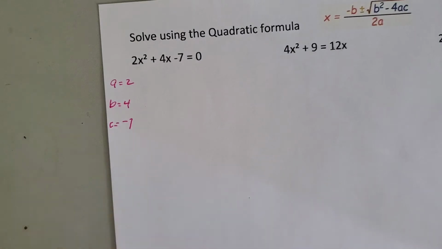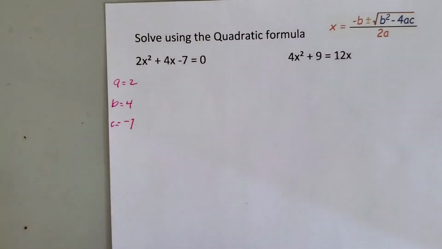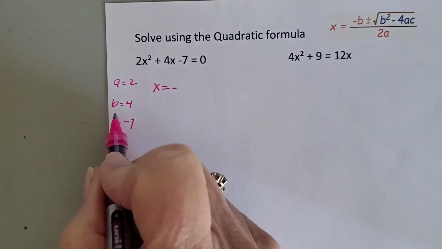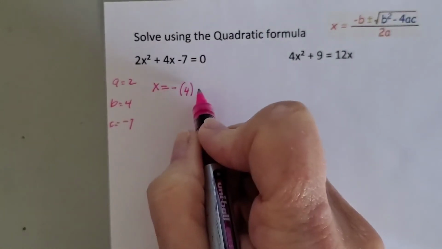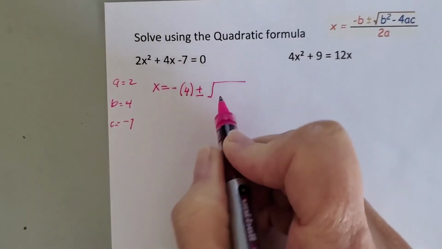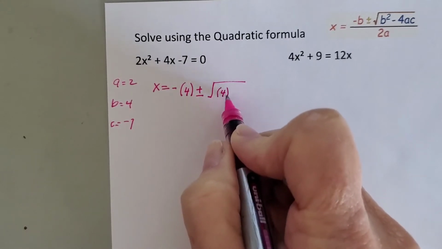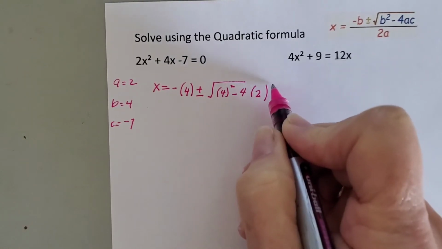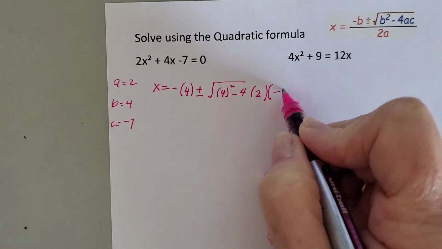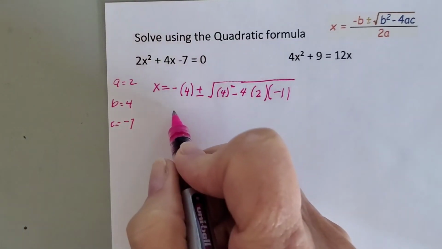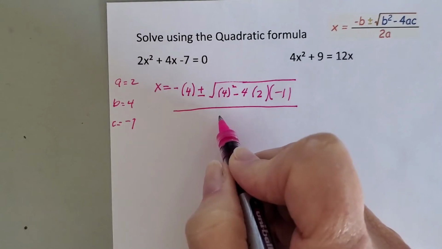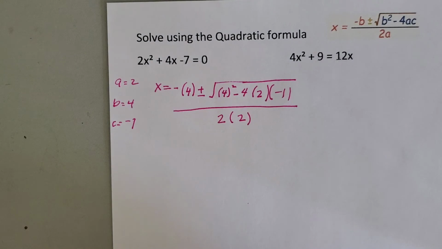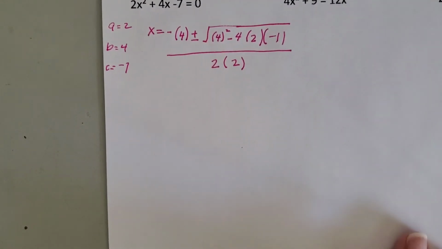And we're going to substitute this into the formula, which I have shared with you at the top of the page. So x is equal to the opposite of whatever b is, so the opposite of 4, plus or minus the square root of b squared, so that's 4 squared, minus 4 times a, which is 2, times c, which is -7, and all of that is divided by 2 times a, which is 2. So all I did was substitute. Now I'm going to start to simplify, okay?